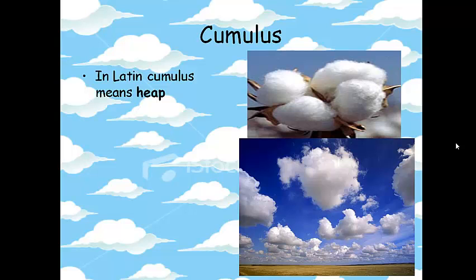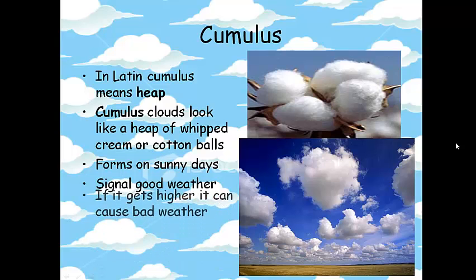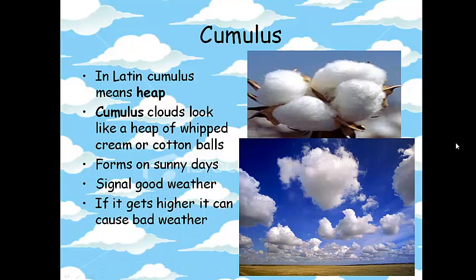Cumulus is Latin for heap. Cumulus clouds look like a heap of whipped cream or cotton balls, and they form on sunny days, and it's a signal for good weather. If these clouds get higher, they can cause some bad weather, though.